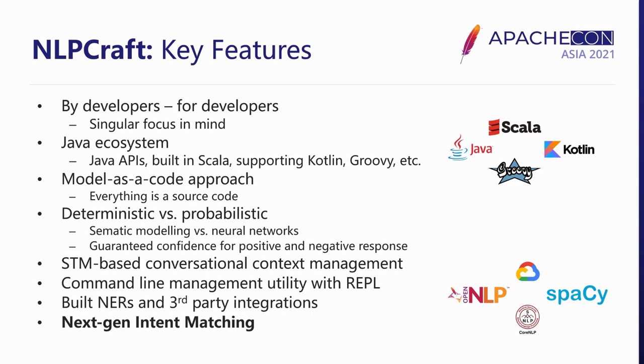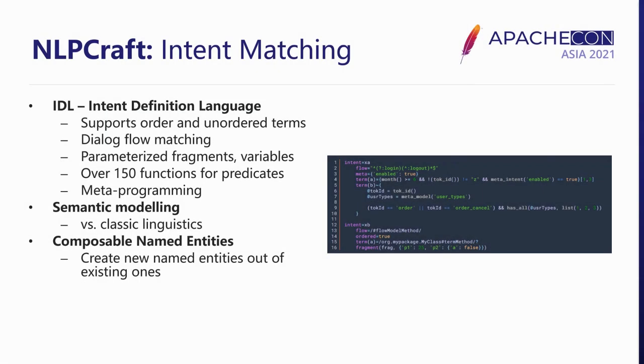So let's take a closer look at NLPCraft intent matching. In general, the goal of natural language comprehension is to take a user input, spoken or written, and somehow match it to the user-defined code that will execute for that input, returning the result, which will be sent back as a response for the original user input. That mechanism that defines this matching is called an intent. An intent refers to the goal that a user had in mind when speaking or typing the input utterance.